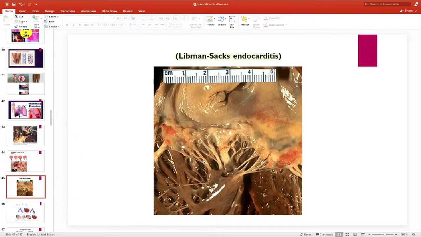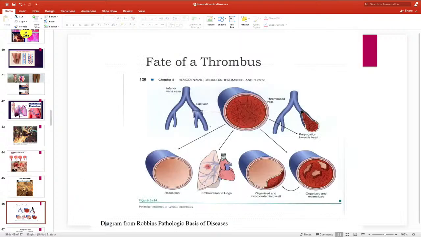Also, we have, as you see here, Libman-Sacks endocarditis. In this case also, we have vegetations, but these vegetations are immune complexes. By this I want to tell you that not all vegetations are thrombosis. Some of them are because of immune complex deposition.